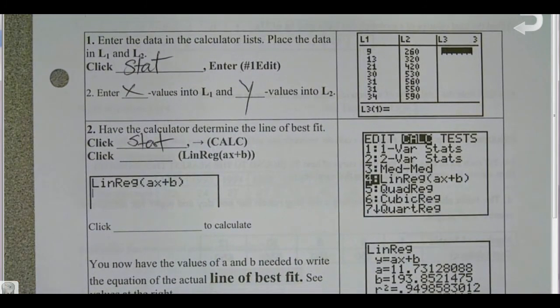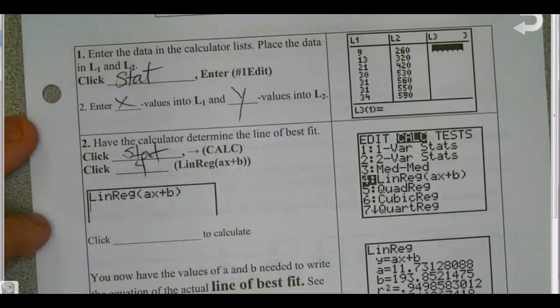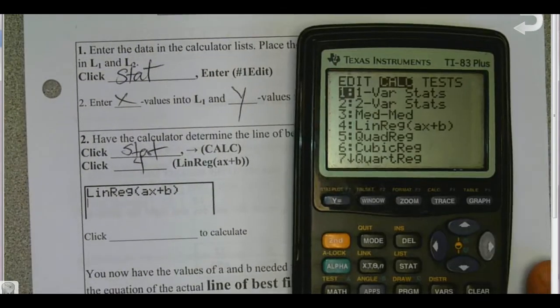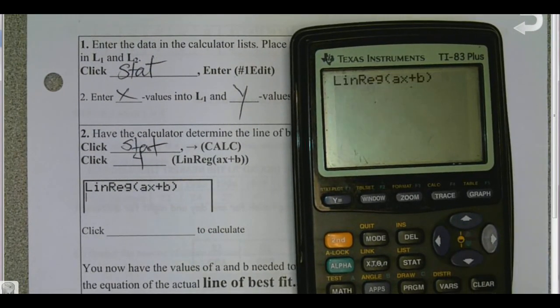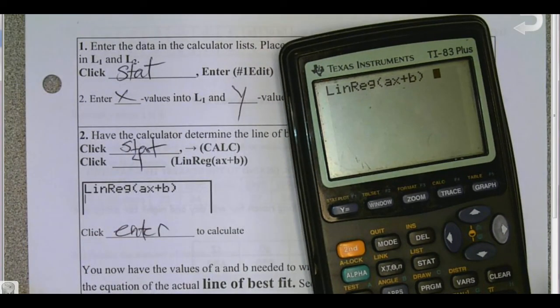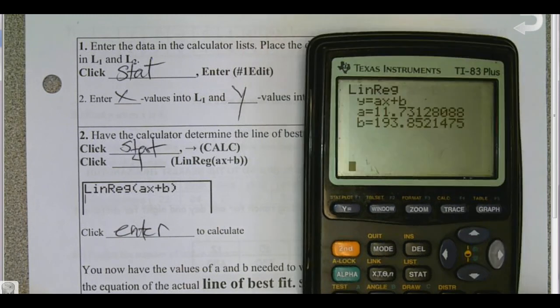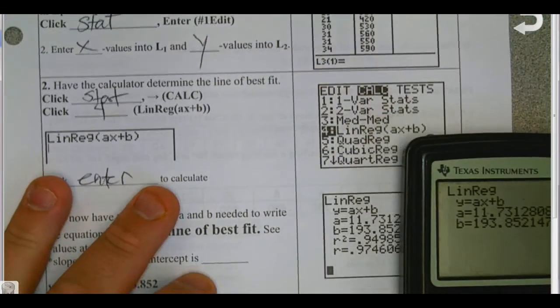And whenever it's the linear curve of best fit, we're doing Stat 4. And so here I am, and I'm on Stat 4. I'm going to click Enter, and it says linear regression ax plus b. So then you click Enter to calculate. And hopefully mine matches what theirs says.